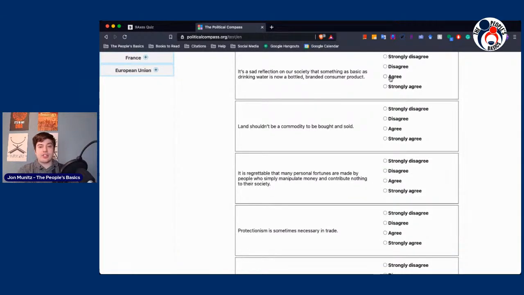Next, it is a sad reflection on our society that something as basic as drinking water is now a bottled, branded consumer product.